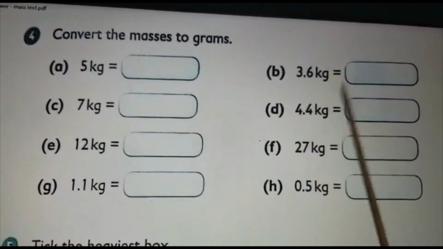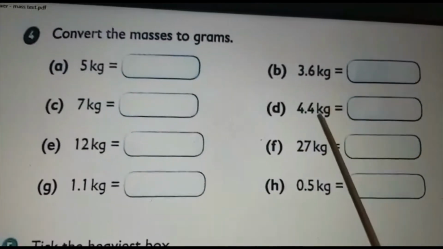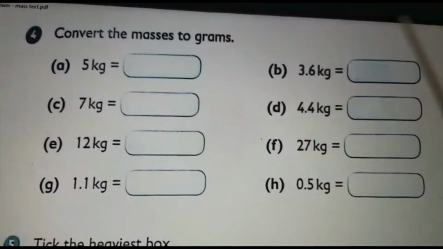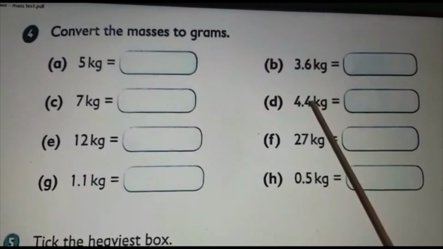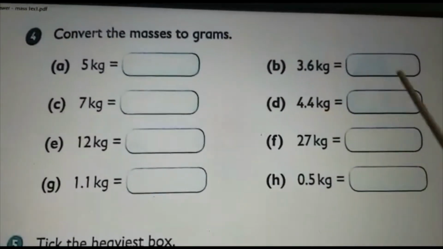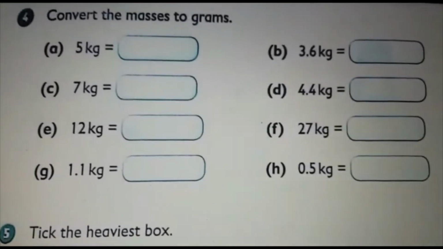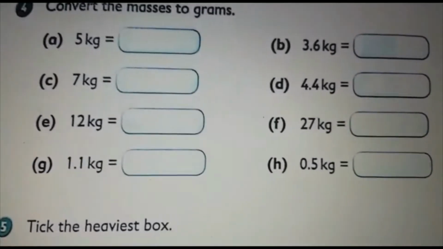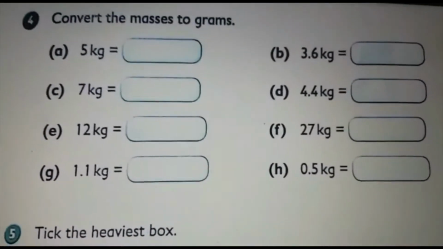That means multiplication, so this decimal will move towards the right. How many places? There are 3 zeros, so it will move 3 places right. From here I am jumping 1. I have only 1 digit, so I need 2 more. So what will be the answer? 4400 grams. The same way you do this up to H. If you have any doubts, please contact me because it is very important. I will clear your doubts.